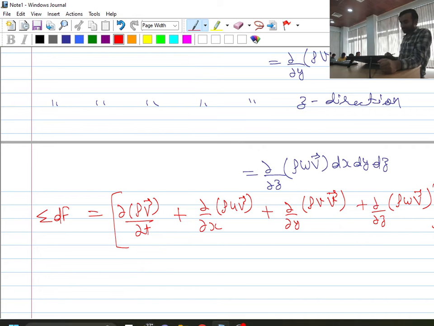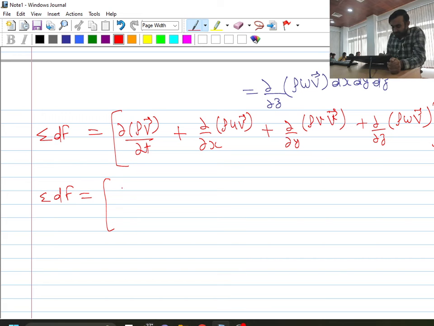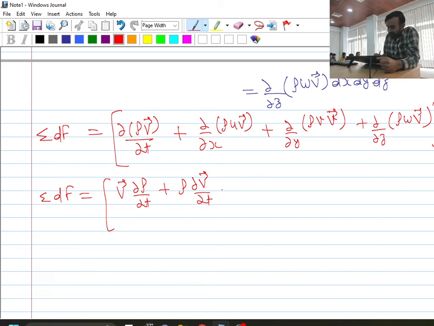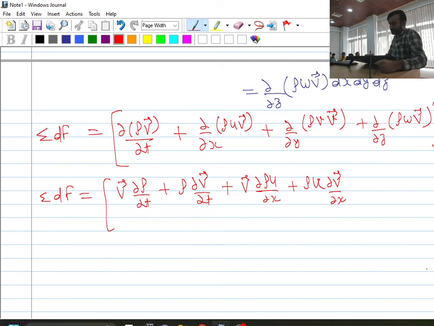Fine. Now I can apply the chain rule in order to simplify this equation, and if I do so, then ultimately I will get V vector times ∂ρ/∂t plus ρ times ∂V vector/∂t. Okay, is this one clear? Plus V vector times ∂(ρu)/∂x plus ρu times ∂V vector/∂x. Correct? Sorry?